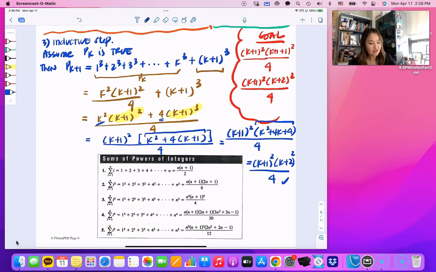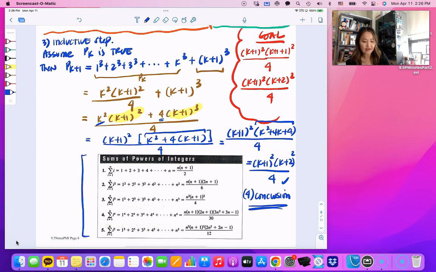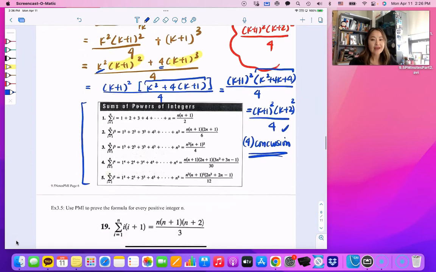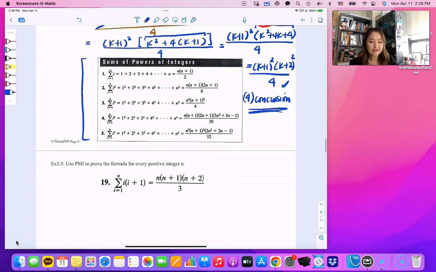So we proved it. Make sure you state your conclusion, okay? Therefore, by PMI, we can conclude that P n is true for all positive integers n, okay? So eventually, you're going to be able to prove all these. Try that, okay?